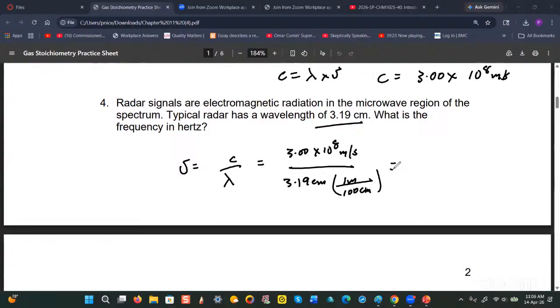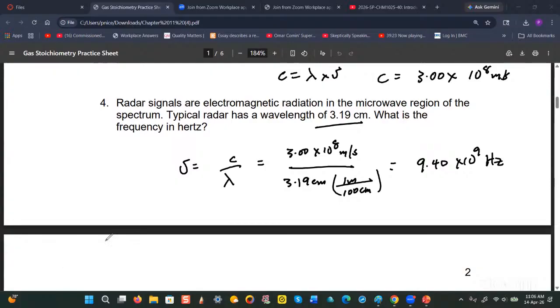So let's see here. 3 times 10 to the 8 divided by 3.19 times 10 to the minus 2. And according to my calculation, rounded off to 3 sig figs, I got 9.40 times 10 to the 9. And the units here would be hertz. That's how I would do that. Okay, any questions about this one? No questions?